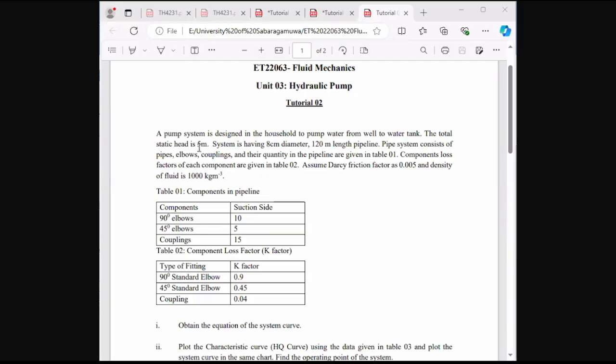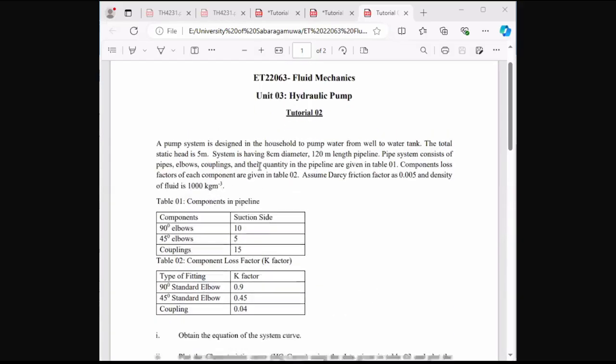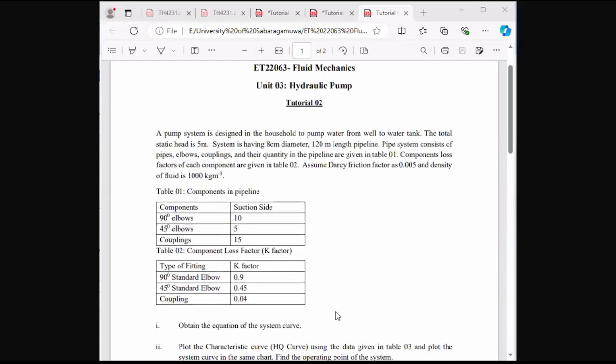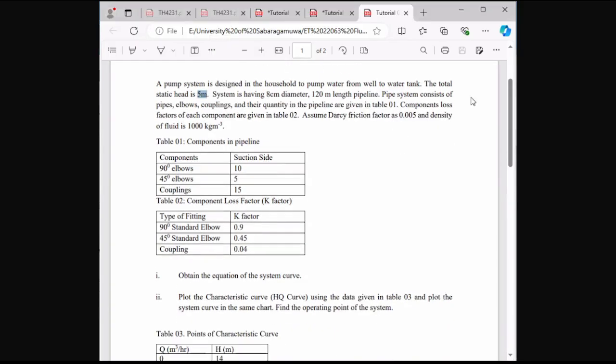Okay, this one is question number 2. A pump system is designed in a household to pump water from a well to a water tank. The total static head is given as 5 meters. The system has a pipeline of 8 centimeter diameter and 120 meter length. The pipe system consists of pipes, elbows, and couplings, and their quantities are given in table number 1.